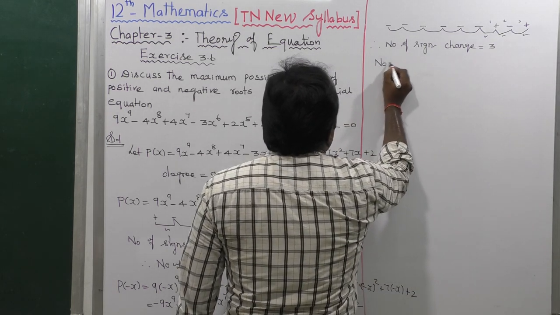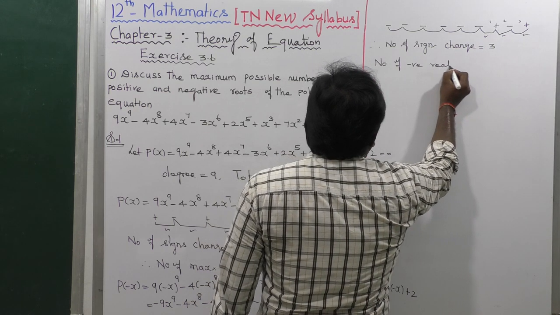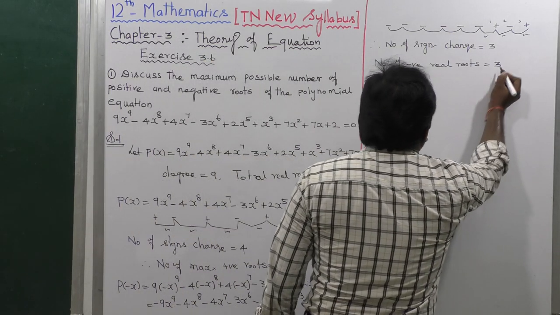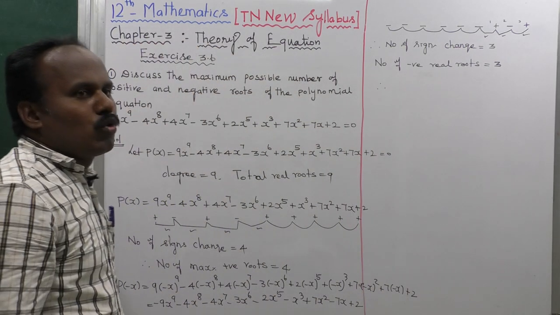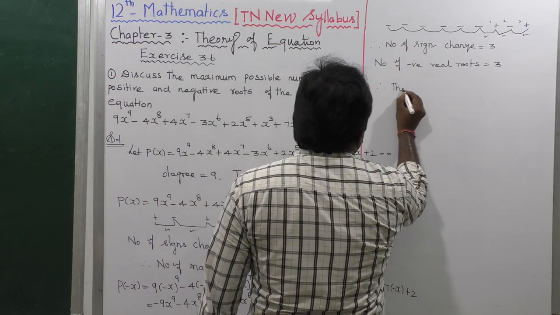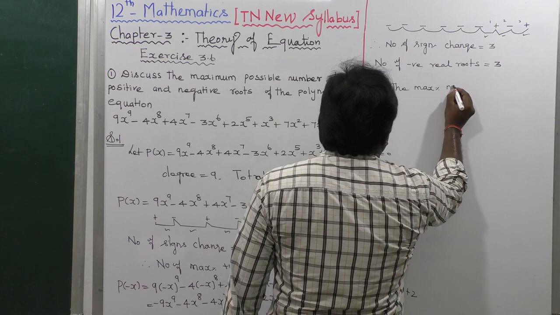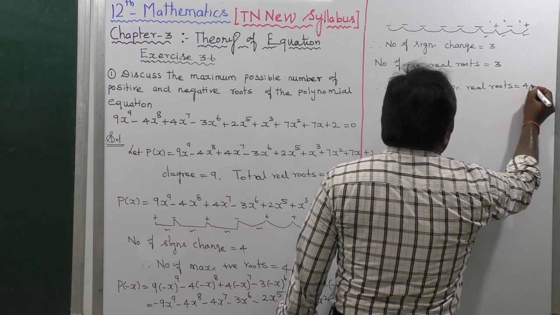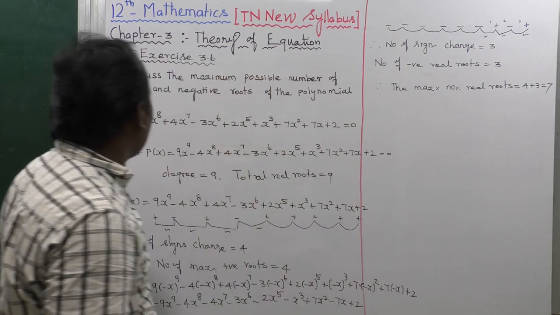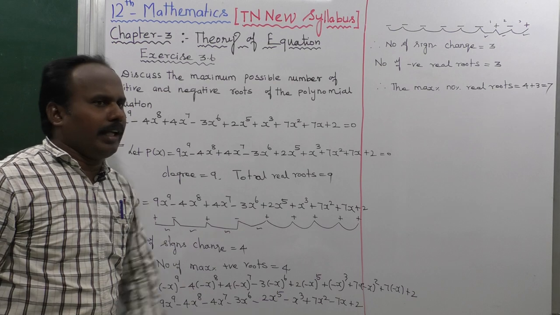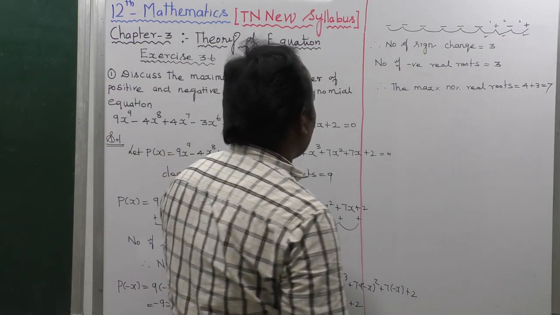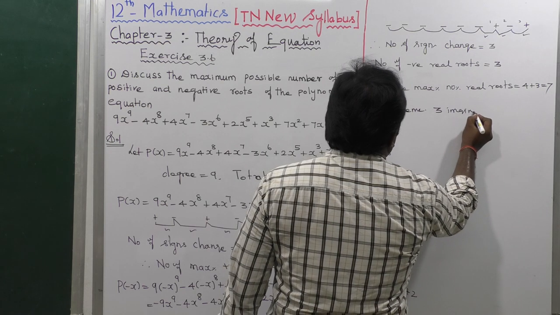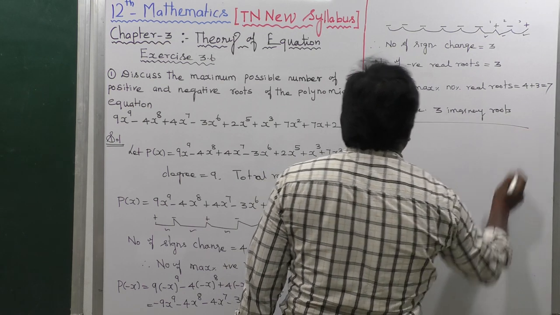Next, the maximum number of negative real roots is equal to 3. Therefore, the maximum number of real roots is 4 plus 3, which is equal to 7. The given number of roots is 9, so the remaining 3 are imaginary roots. Hence, there are 3 imaginary roots.